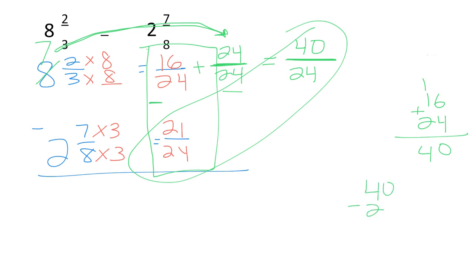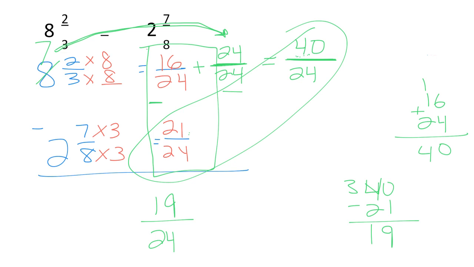40 minus 21 is 19. Okay, so my denominator stays the same. It is 24ths. And my numerator is 19. And how I got that is subtracting my improper fraction of 40 24ths minus 21 24ths. Now I'm going to look at 19 24ths and ask, can I simplify or reduce that fraction? The answer is no, because 19 is a prime number. It only has factors of 19 and 1. I can't divide 24 by 19.